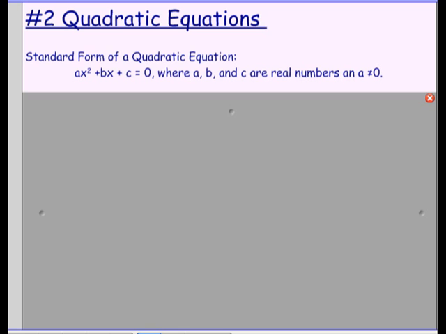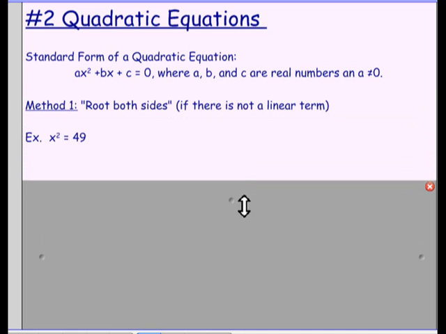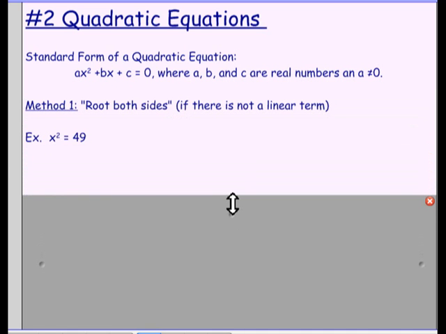So quadratics, you may remember standard form for a quadratic is when we set it equal to 0 and put it in order from highest degree down to lowest. Remember that a, b, and c are real numbers, and typically we use rational coefficients, although they don't have to be. So one type of solving quadratics is where you are able to square root both sides.